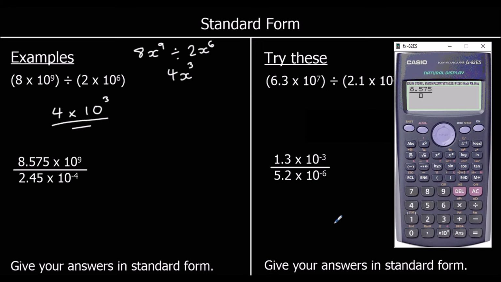Now there is a standard form button down here, which it's better to use. If I click that, it comes up with times 10, and then we just write the power. So that's 9 in this case. And we can write 2.45 on the bottom times 10, and we write the power, which is negative 4. And there we go, we've been given our answer already in standard form by the calculator. When we have a really big number or a small number, the calculator automatically gives us the answer in standard form. So we've got 3.5 times 10 to the power of 13.